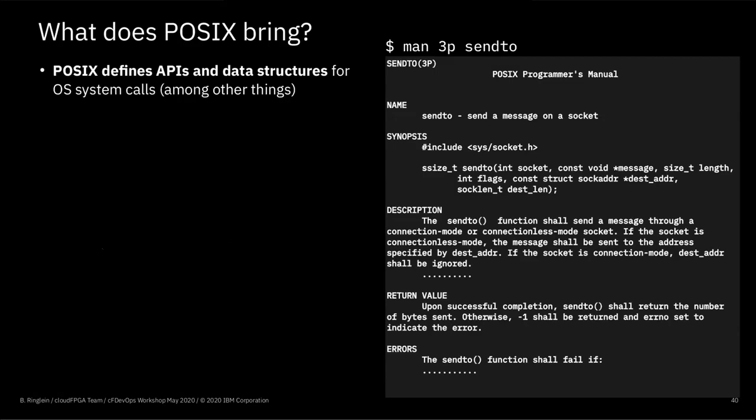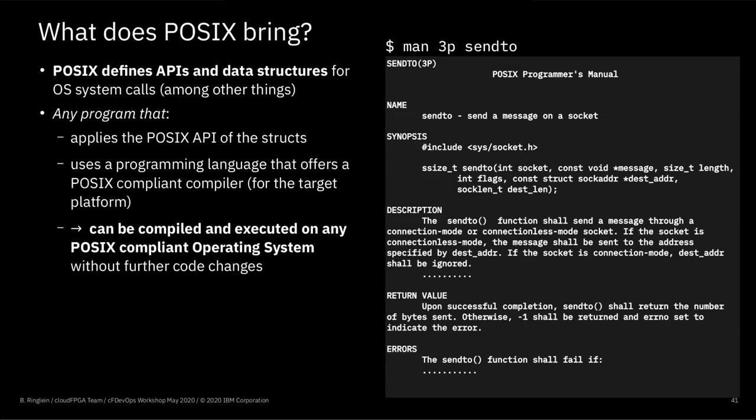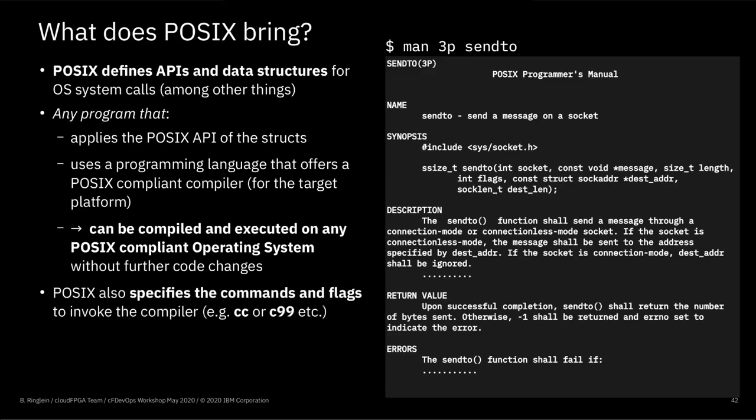Consequently, any program that was written after 1988 and that applies the POSIX API and is written in a programming language that has a compiler for the target platform can be ported to any POSIX compliant platform without any code changes. Furthermore, POSIX also defines which commands invoke the compiler to compile the application on the target platform.